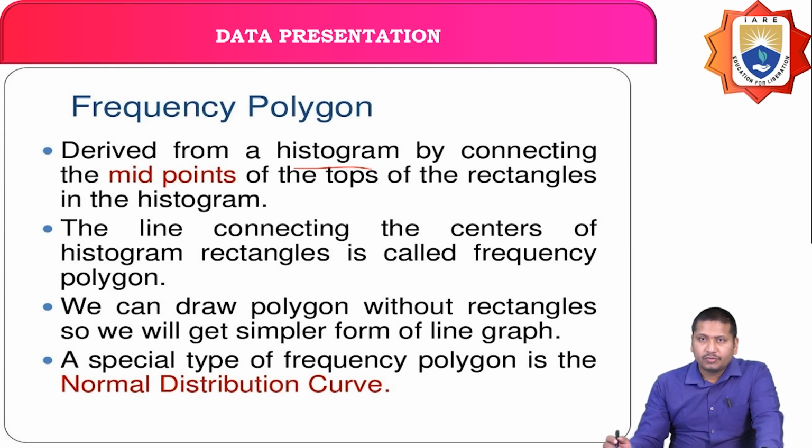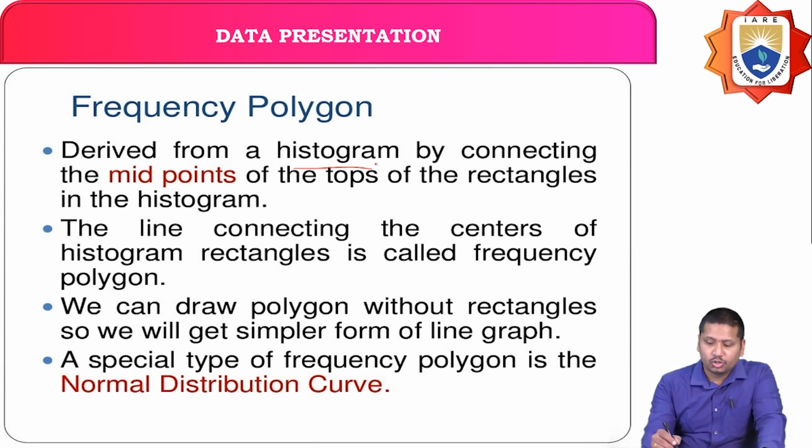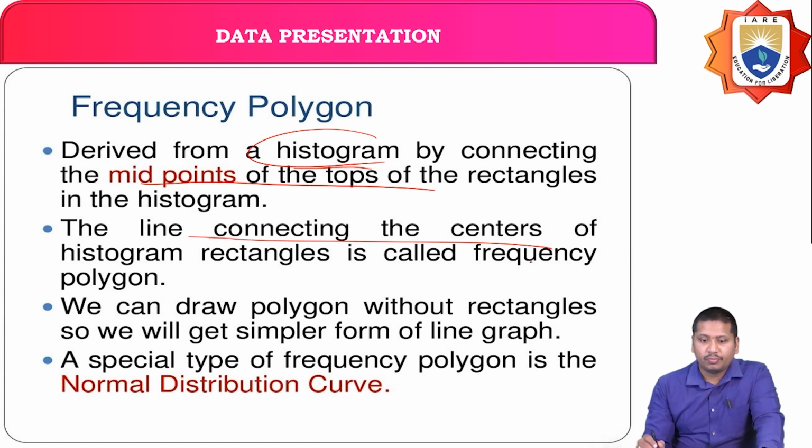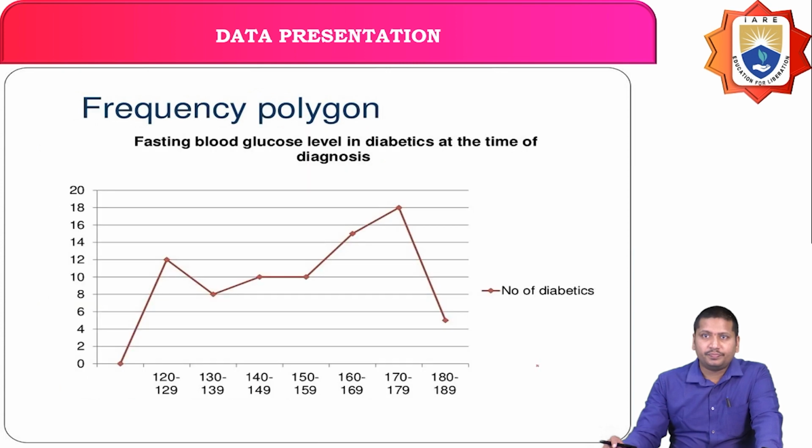A special kind of frequency polygon is the normal distribution curve. The frequency polygon is derived from the histogram: by connecting the midpoints of the tops of the rectangles, the line connecting the centers of the histogram rectangles is called a frequency polygon. We can also draw the polygon without rectangles to get a simpler form of line graph, and a special type of frequency polygon is the normal distribution curve.